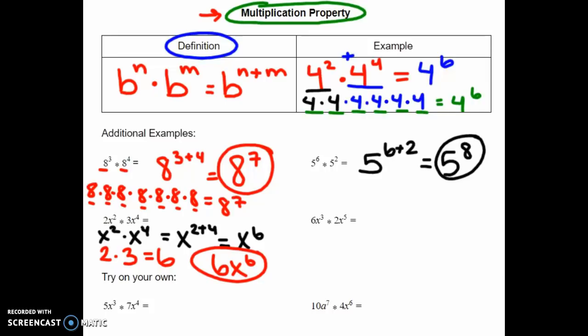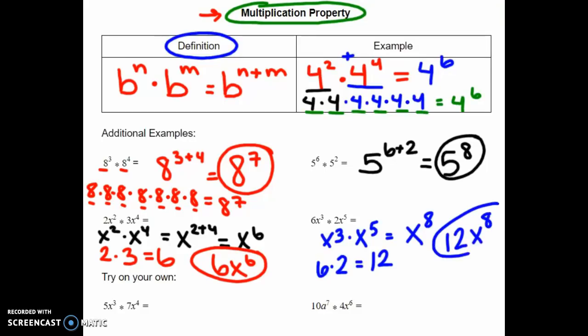Okay, so let's do that again. Here we have 6 times x to the third times 2 times x to the 5th. So here I'm going to take x to the third times x to the fifth and do my multiplication property shortcut, which is to add those together, 3 and 5, to get 8. And then we just take our 6 and our 2. We multiply them together to get 12. So my final answer is 12 times x to the 8th power.